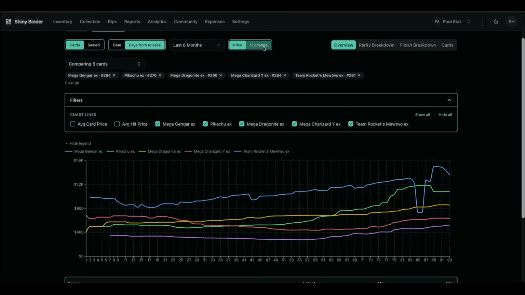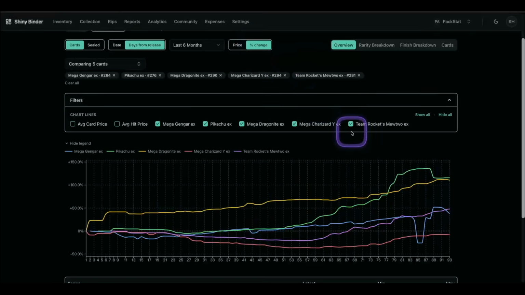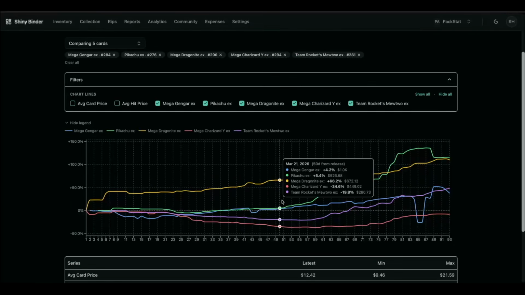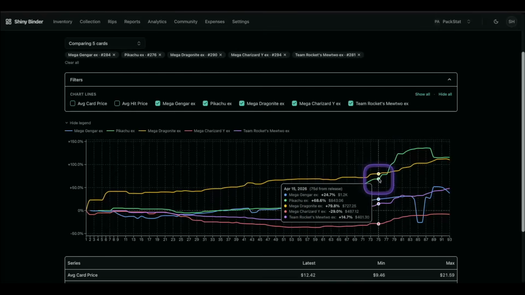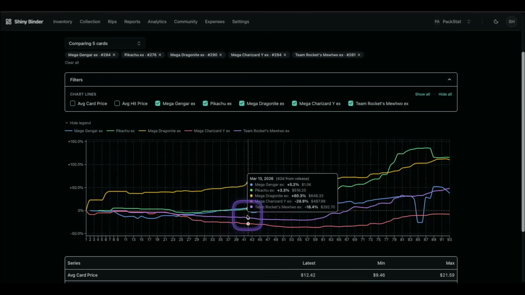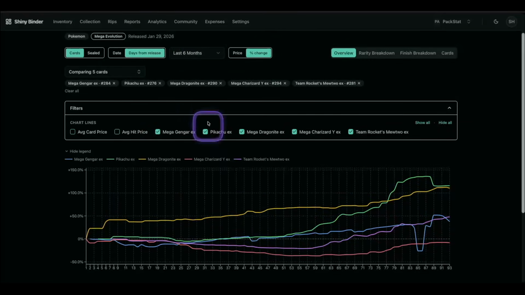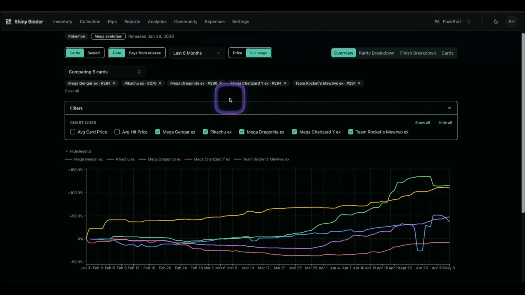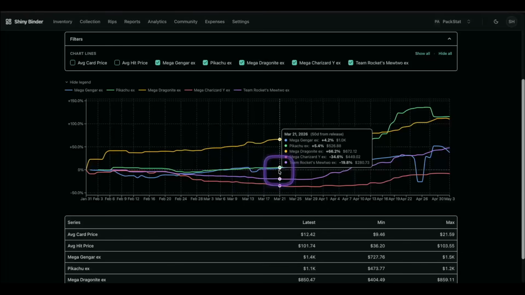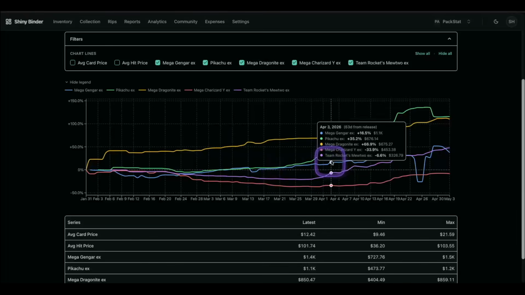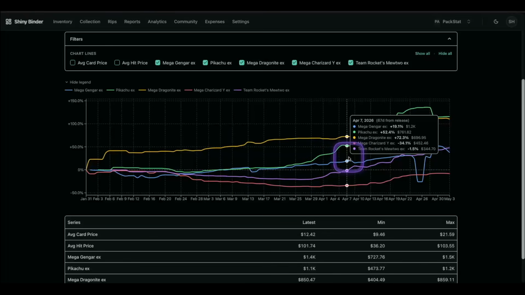And according to my chart, I'm going to go to the percentage change. I'm not going to really pay attention to the price. Based off of the percentage change, Pikachu definitely gained the most. So right here, Pikachu is this bright green line. So from about 42 days from release, I'm going to do dates right now. Let's do dates. So from about March 13th, Pikachu actually overtook Mega Gengar in terms of its change in price, the percentage change.